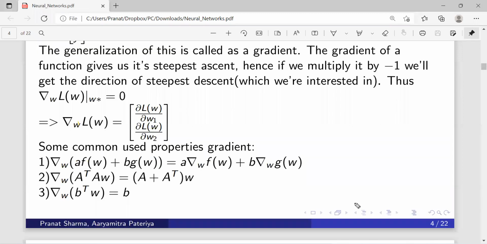There are some basic properties of gradients, algebraic properties, where B is a column matrix, and A is an n by n matrix. We won't be discussing proofs of these properties, but they will come in handy. You can use them. Just a thing to remember, these properties.